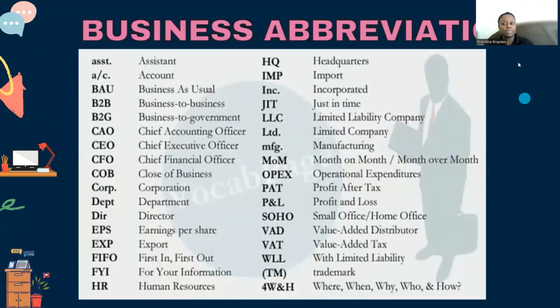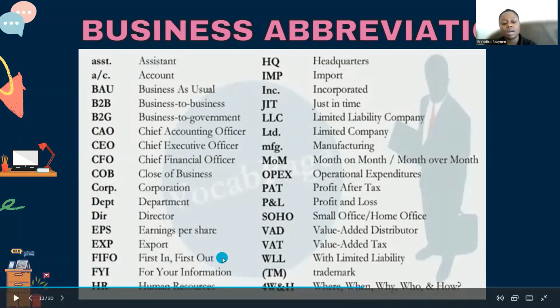Finally, we're going to talk about some business abbreviations that you should be familiar with. These are some common ones that we found you should be familiar with. ASST, assistant. AC is always account. CAO, Chief Accounting Officer. CEO, Chief Executive Officer. CFO, Chief Financial Officer. Corp usually stands for corporation. DEPT usually stands for department. DIR, director. FIFO, first in, first out.